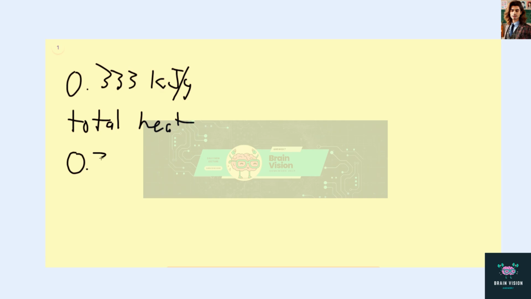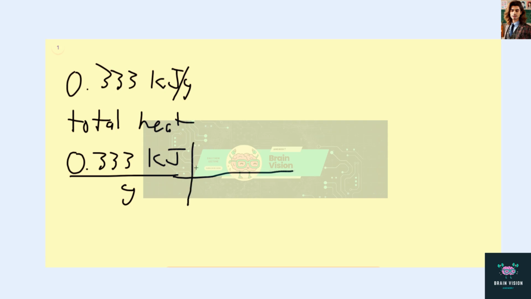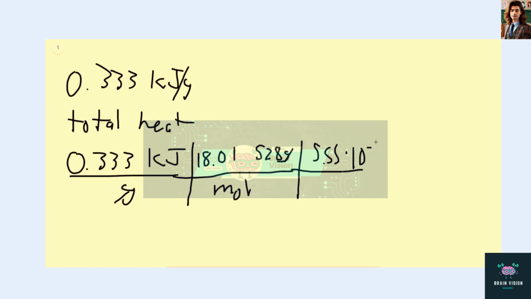So for this, we just need to do some dimensional analysis. So 0.333 kilojoules per gram. We multiply that by the molecular weight of water, which is ice, 18.01528 grams per mole. So now our grams cancel. And we also want to get rid of this mole, and it tells us that we have 5.55 times 10 to the minus second moles of ice.